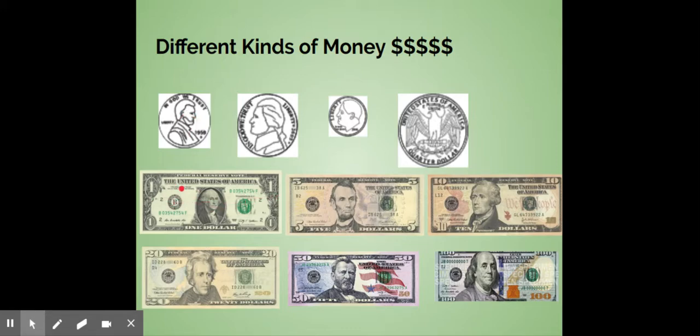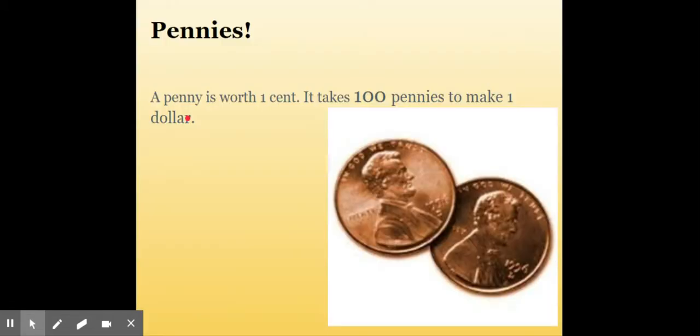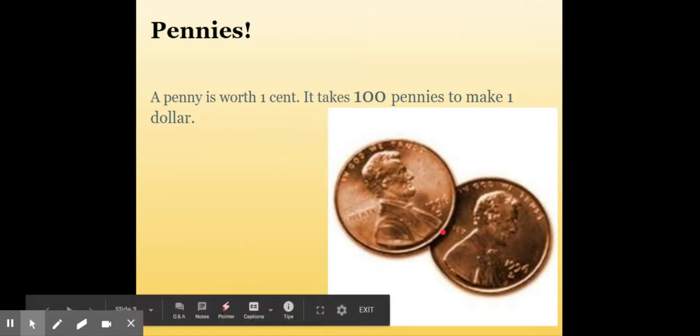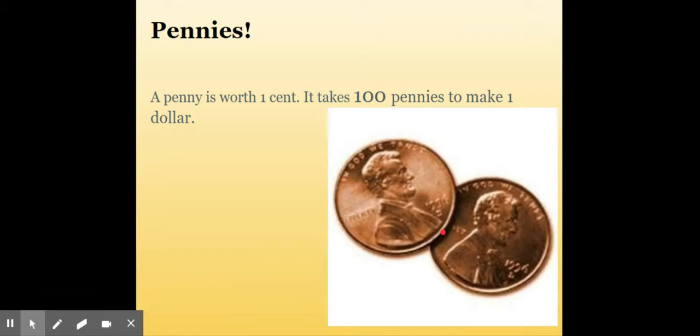So I hate to break it to you, but these little guys, they're not worth too much because it takes 100 of them to make $1. Pennies are also the smallest of the currency that we use. They're the smallest. They're worth 1, and 1 is the smallest number next to 0. So yes, very small.